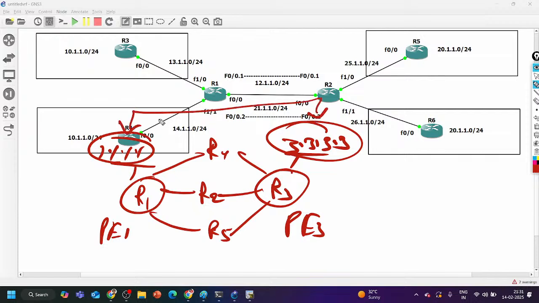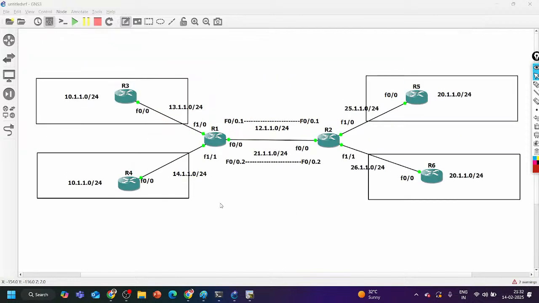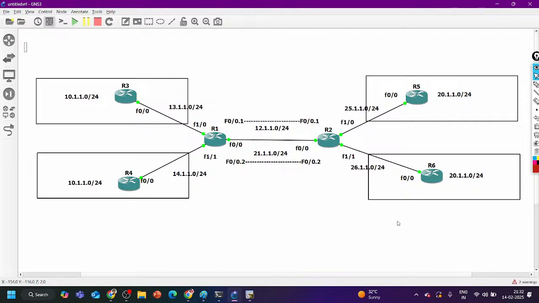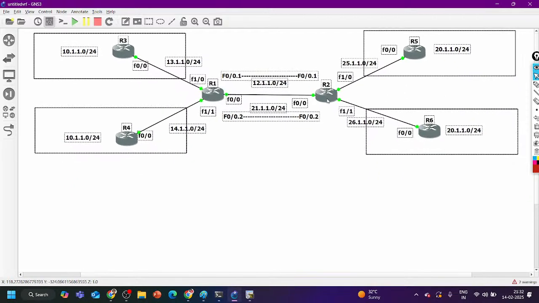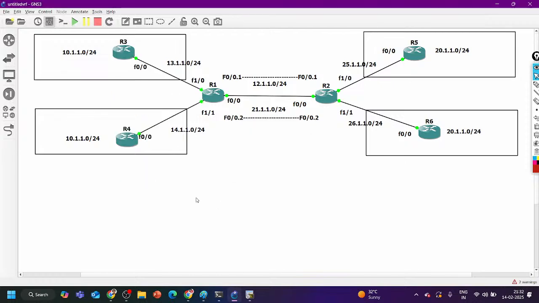So tell me, should I implement this scenario today or tomorrow? Otherwise, here only we can modify it. In the same topology, we can modify. Monday, sir. We'll see MPLS L3 VPN. Till then, you can practice VRF Lite here.